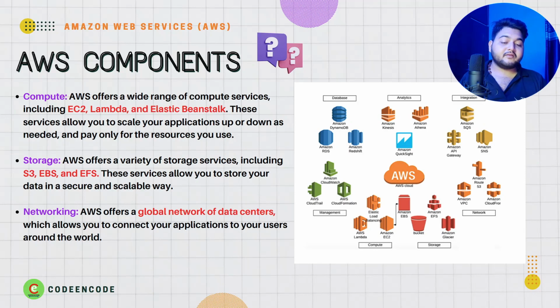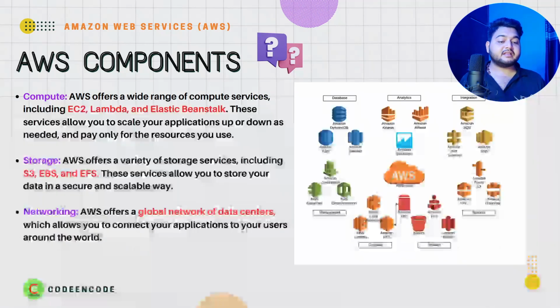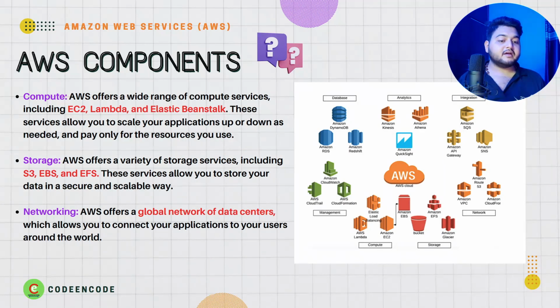As you can see, there is a wide range of services offered, right? Like the database. For database, we have Amazon DynamoDB. Then we have Relational Database Service, Amazon RDS. Then Amazon Redshift. Then for data analytics, we have Kinesis, then Athena, then QuickSight. Then for storage, we have Amazon S3, EBS, and EFS. Then for containers, we have EKS, Elastic Kubernetes Service. Then we have Bucket, then Amazon Glacier, and all these services are in storage.